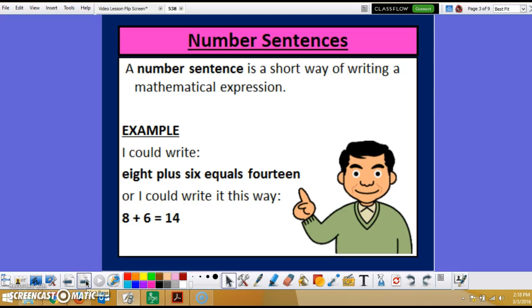A number sentence, what is it? Well, it's a short way of writing a mathematical expression. So I could write in words 8 plus 6 equals 14, but a number sentence would be what you typically see in math. 8, then the addition sign, 6, the equal sign, and the answer 14.